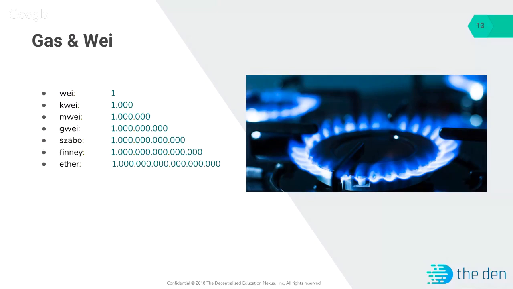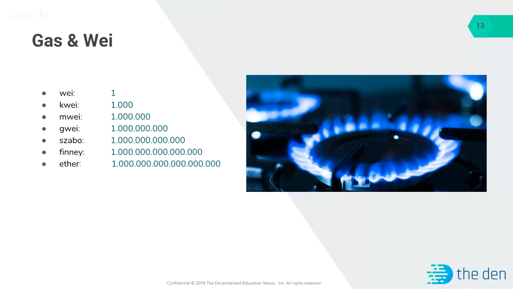So we have a szabo and we have a finney. A finney is 1,000 trillion wei. And szabo is this unit of Ethereum named after Nick Szabo. He's a famous cryptographer and computer scientist, and he was very, very involved with Bitcoin in the early days.